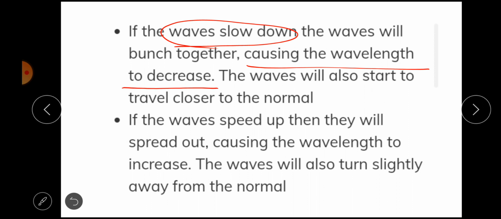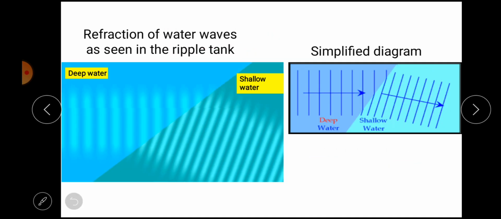The waves will also start to travel closer to the normal. In other words, when we say they travel closer to the normal, we mean the ray is going to bend toward the normal. If the waves speed up, the waves will spread out, meaning the wavelength increases. The waves will also turn slightly away from the normal. So let us look at this animation that is shown here.